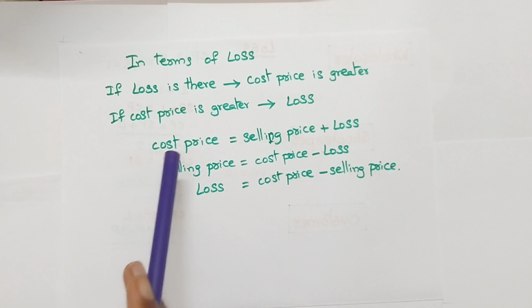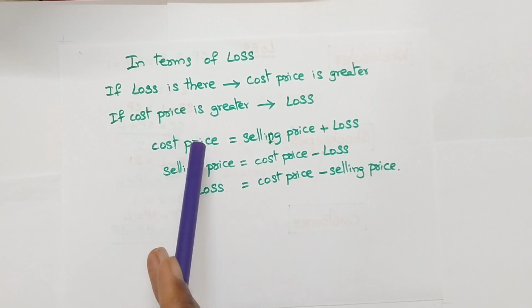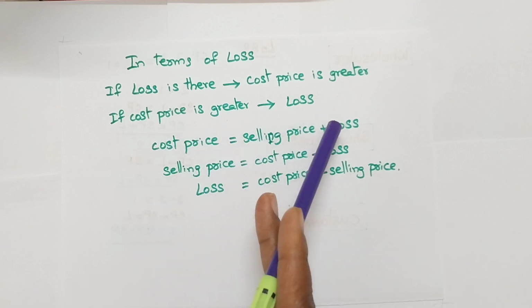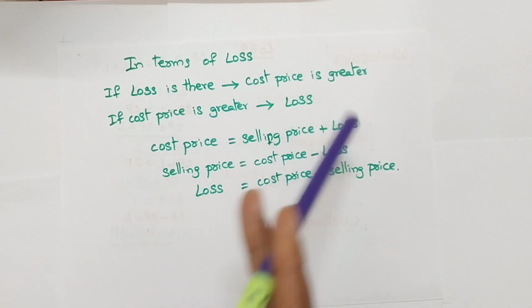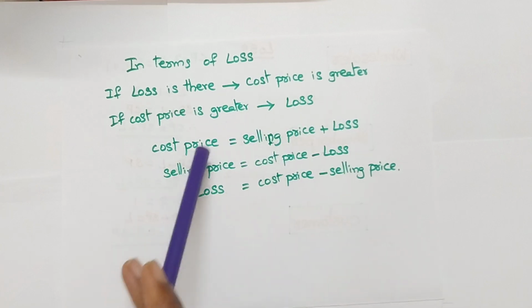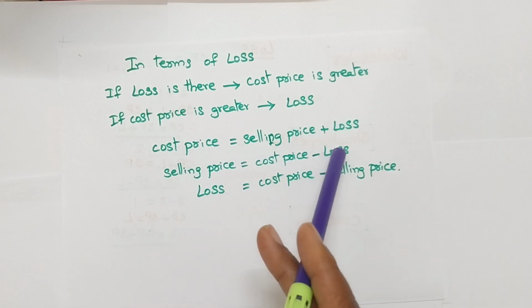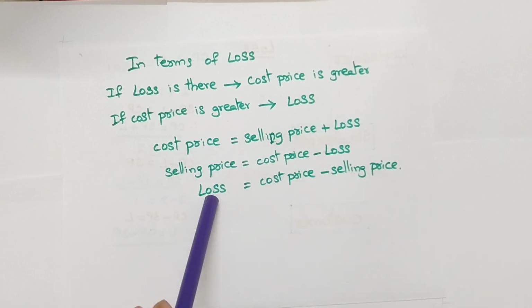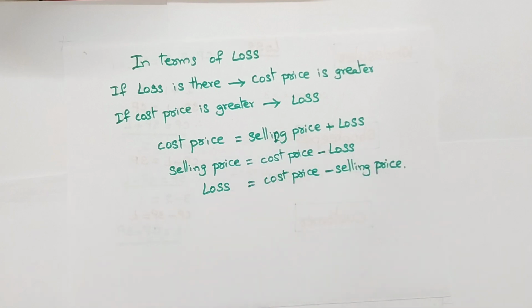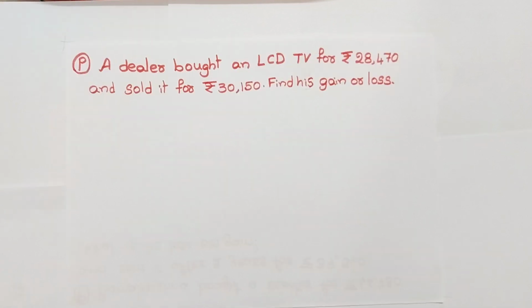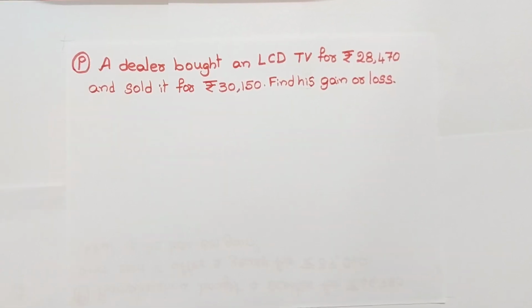So from this, the formula will be cost price equals selling price plus loss. Selling price equals cost price minus loss. Loss equals cost price minus selling price. We need to keep these formulas in mind. Now we will solve a few problems.